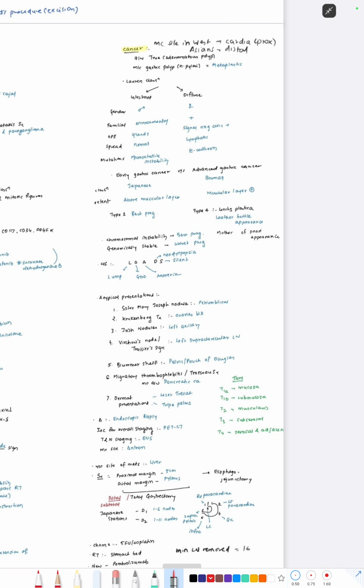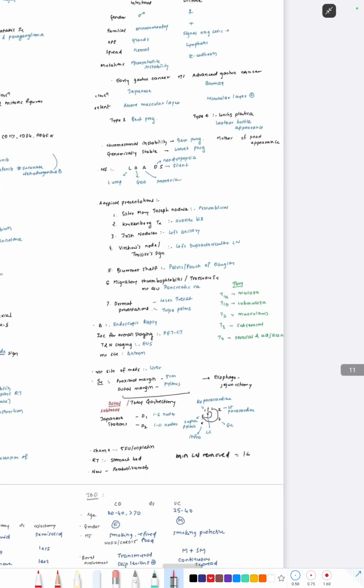Clinical features of gastric cancer are LOAD-S. L stands for lump, O stands for gastric outlet obstruction, A stands for anorexia, D stands for dyspepsia, and S stands for silent, that is basically an asymptomatic patient.